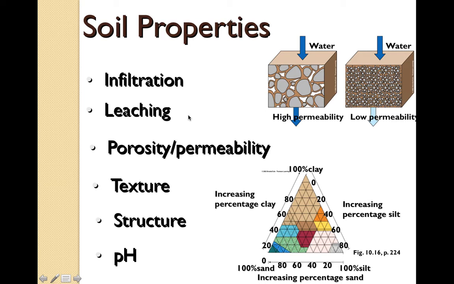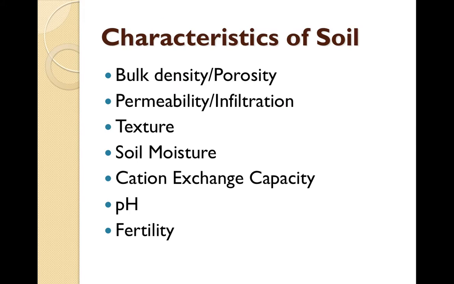Leaching just means the materials that are pulled out of the soil. The porosity or permeability is, again, that ability for water to pass through. The texture is the size of it, the structure is how it's shaped, and then the pH.